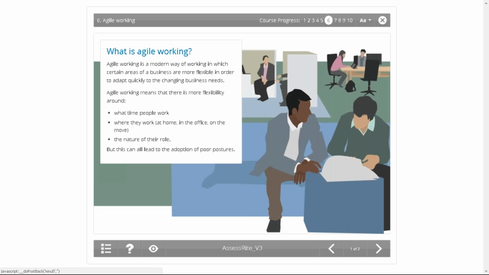And agile working. Agile working is a modern way of working in which certain areas of a business are more flexible in order to adapt quickly to the changing business needs. And more companies that I go into, I speak to companies every day, it's all about agile working and hot desking. Agile working means there is more flexibility around what time people work and where they work. Is it at home? Is it in the office? Or is it on the move? And the nature of their role. But this can all lead to the adoption of poor postures.